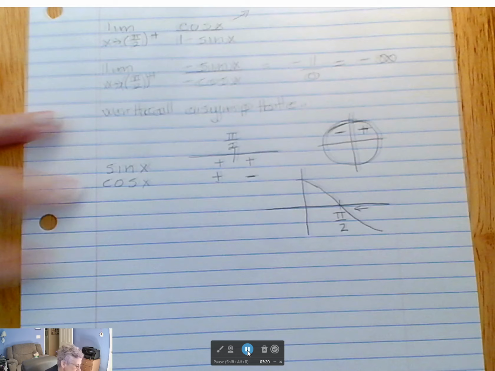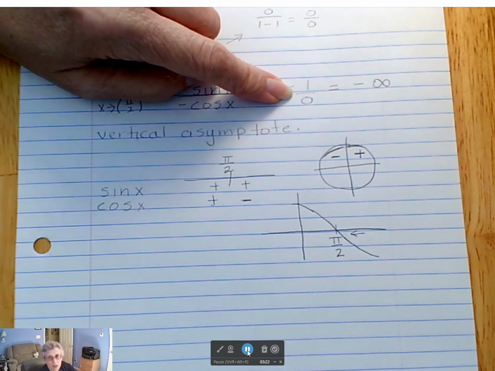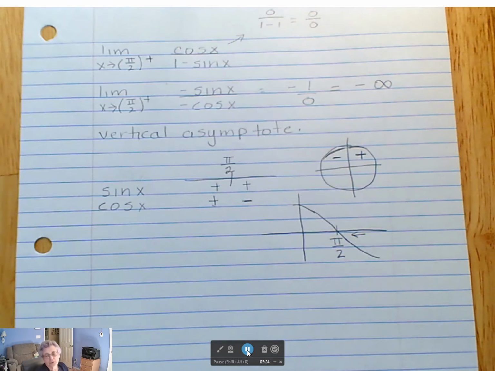This one was harder because you still ended up with negative infinity. Hopefully that helped. If not, please ask me more questions.